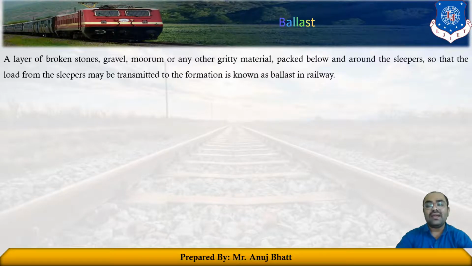Ballast is a layer of broken stones or gravel or muram or any other gritty materials which are packed below and around the sleepers so that the load from the sleepers may be transmitted to the formation, and that whole construction is known as ballast.